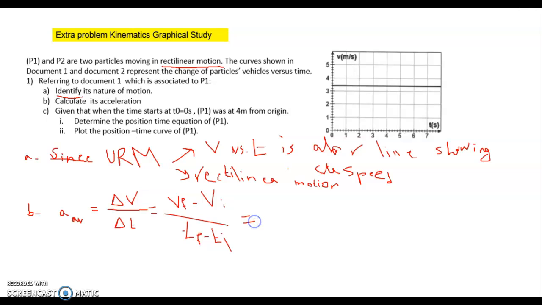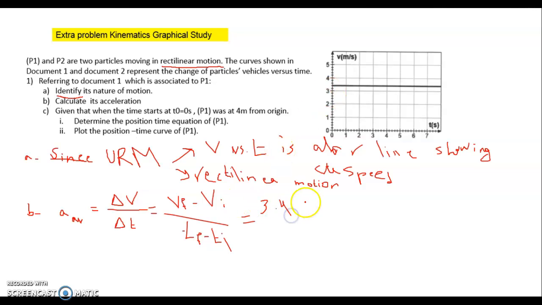It is equal to V final, which is 3.4. Why 3.4? Because we have 3 till 4. How many subdivisions are there? 1, 2, 3, 4, 5 subdivisions. So 1 divided by 5, each subdivision is equivalent to 0.2. 1 divided by 5 is 0.2. This is the value for one subdivision. So we have two subdivisions above 3, so it's 3.4.